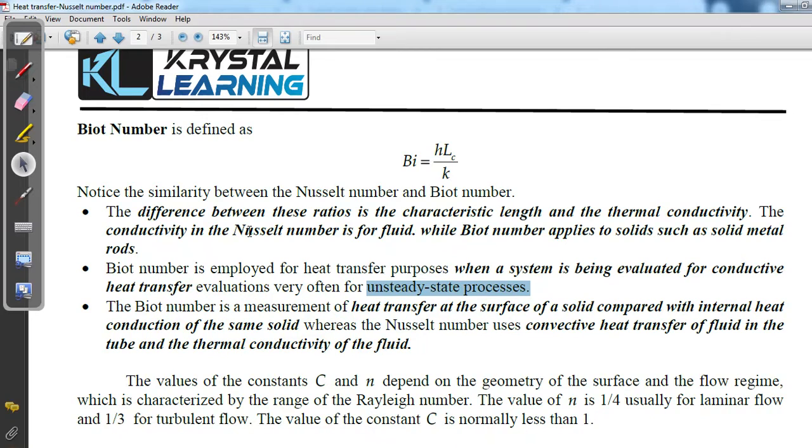So what is the difference? The thermal conductivity in the Nusselt number is taken for the fluid, while in the Biot number it applies to the solid, like a solid metal rod. So this is the basic difference. We won't go into much detail here, but just keep this question in mind: what is the difference between the Biot number and the Nusselt number?